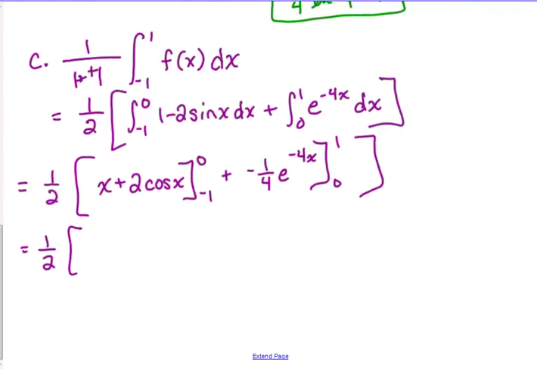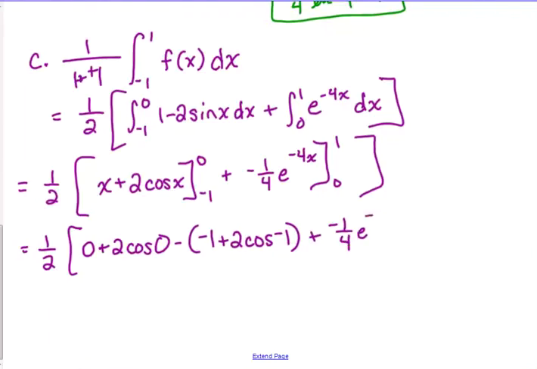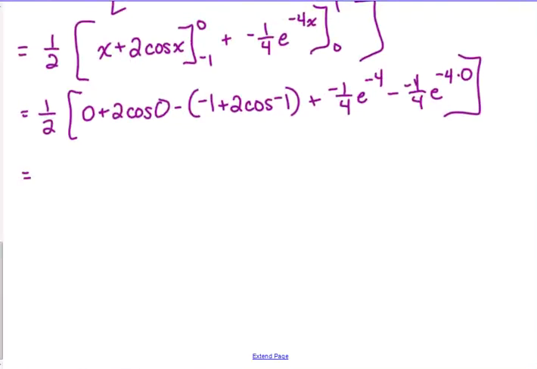So plug in the 0, so 0 plus 2 cosine of 0. Be very careful with your trig functions and values at 0. Minus -1 plus 2 cosine of -1. Plus -1/4 e to the -4 minus -1/4 e to the -4 times 0. So let's be very careful with this. Technically, as far as I know, if you just left it right there, you would be fine. But I know that probably drives you as crazy as it drives me. So let's do some simplifying here.